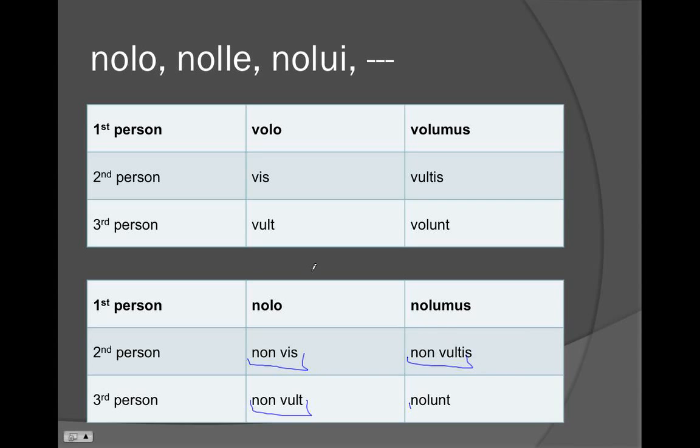So the question is, when does it contract? When doesn't it? If the form of volo had an O in it, then it contracts. That is, it's very easy to contract non volo. We get the same O sound, so non volo becomes nolo. But if there's no O, there's no contraction. And that's why we get volumus to nolumus and volunt to nolunt.